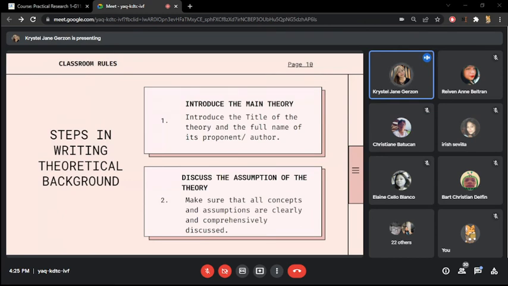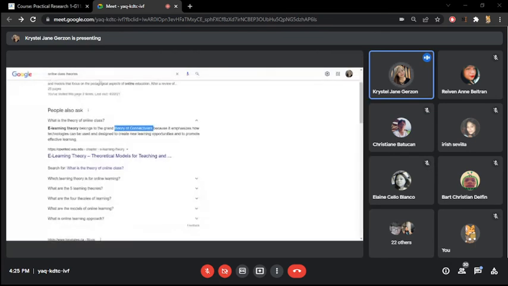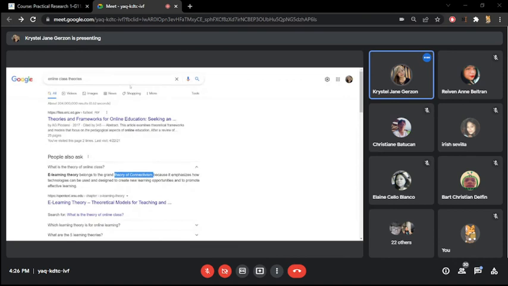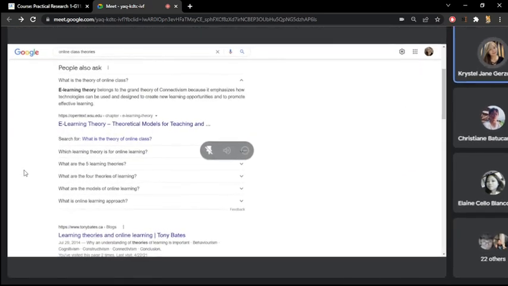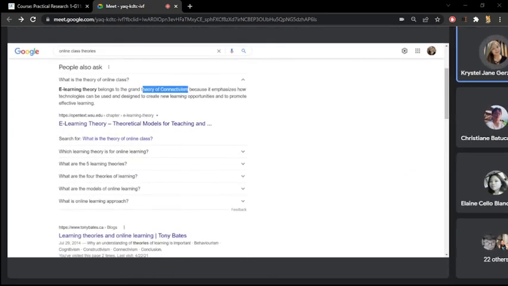So e-learning theory, connectivism, a theory of connectivism. These came out first. So you may read more by searching. For example, you found this theory of connectivism, so you search it on Google, and then you read articles. For example, you found this theory of connectivism and you wanted to know more about it, so you search for it and try to really understand what the theory is all about.